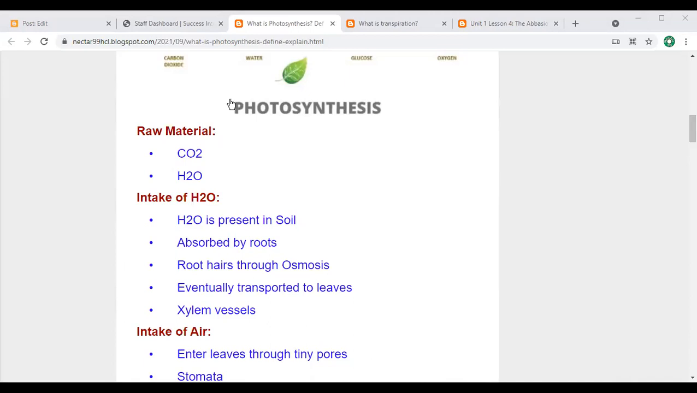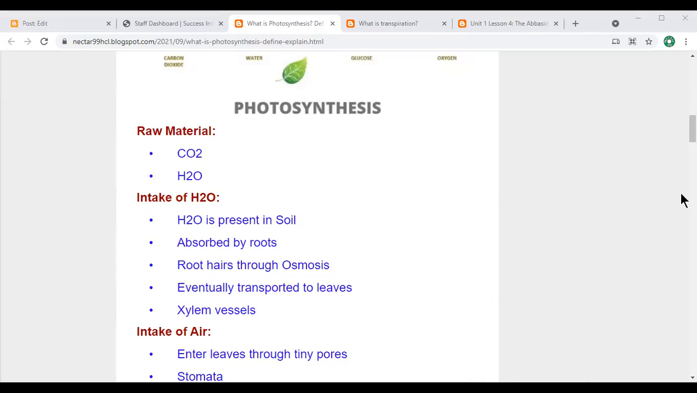From where do they come into the plant? The water, H2O, is present in the soil, meaning the ground where the roots of the plants are present. The roots of the plants absorb water, then it moves up to the stem, and from the stem it goes into the vessels. You know very well we name these vessels xylem vessels, which go into the plant leaf.